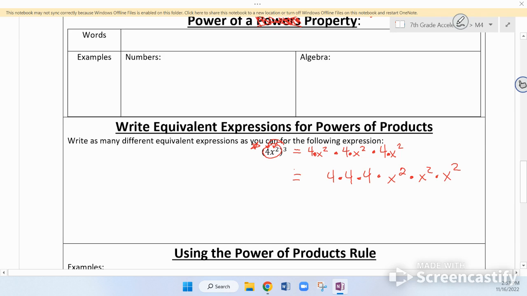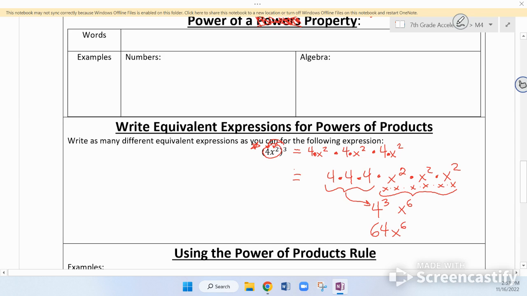All right, so how would we simplify that? Well, we know that this is x, x, x, x, x, x. All different ways to write these things, but how many total x's then do we have? We have x to the 6th. And then we have, how many total of these do we have? We have 4 to the 3rd, right? And we can just go ahead and multiply that. We get 64x to the 6th.